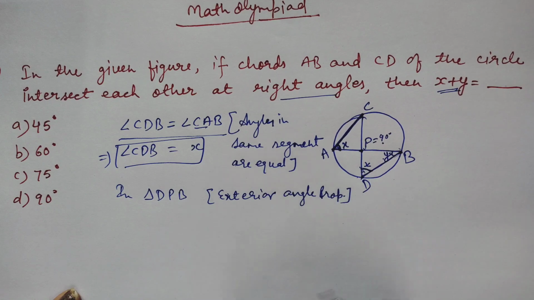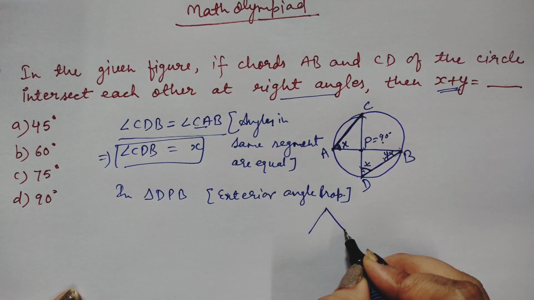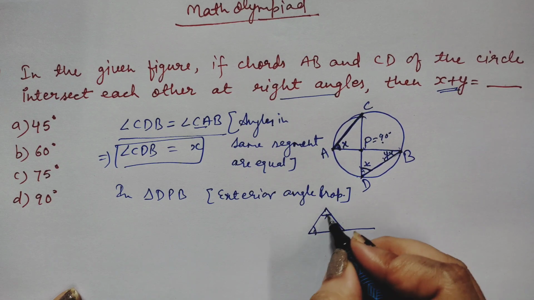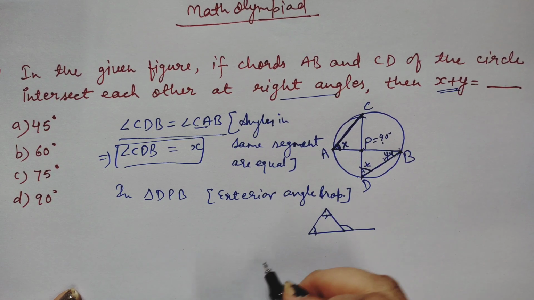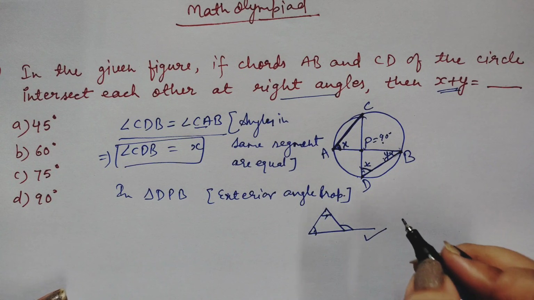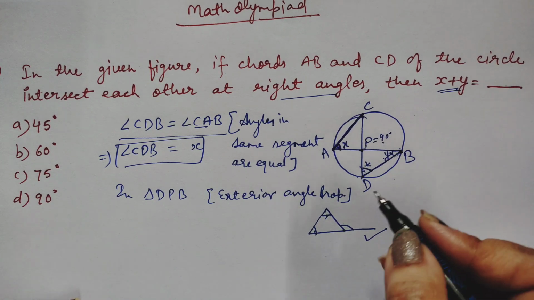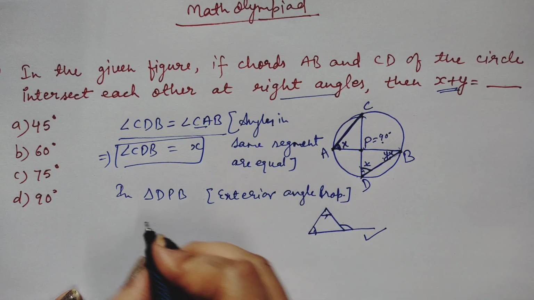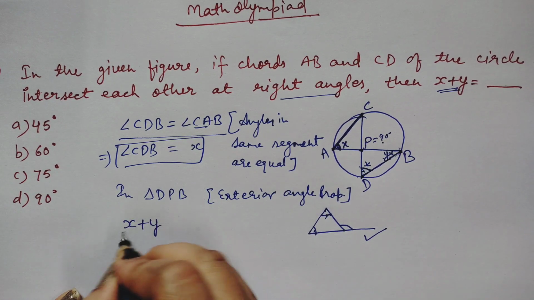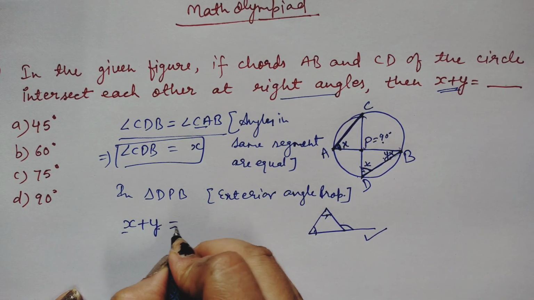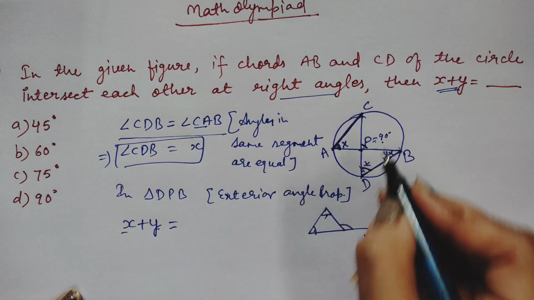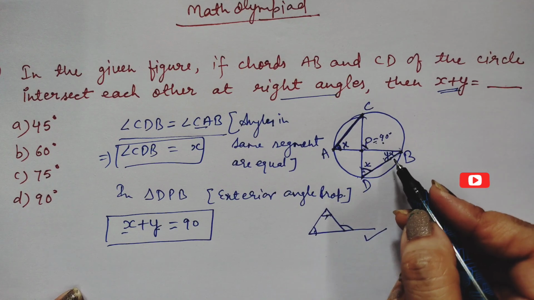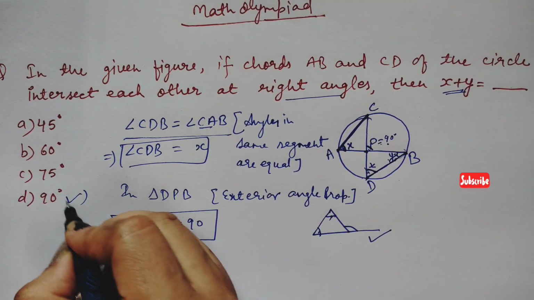Okay, so suppose this is the triangle, these two interior opposite angles are equal to the one exterior angle. We learned this property in the 7th class, so we are using it here. So these two are the interior angles, so these two sum x plus y is equal to the exterior angle, which is 90 degrees. Now you can see we easily find this x plus y sum, which is 90 degrees. So this option is correct.